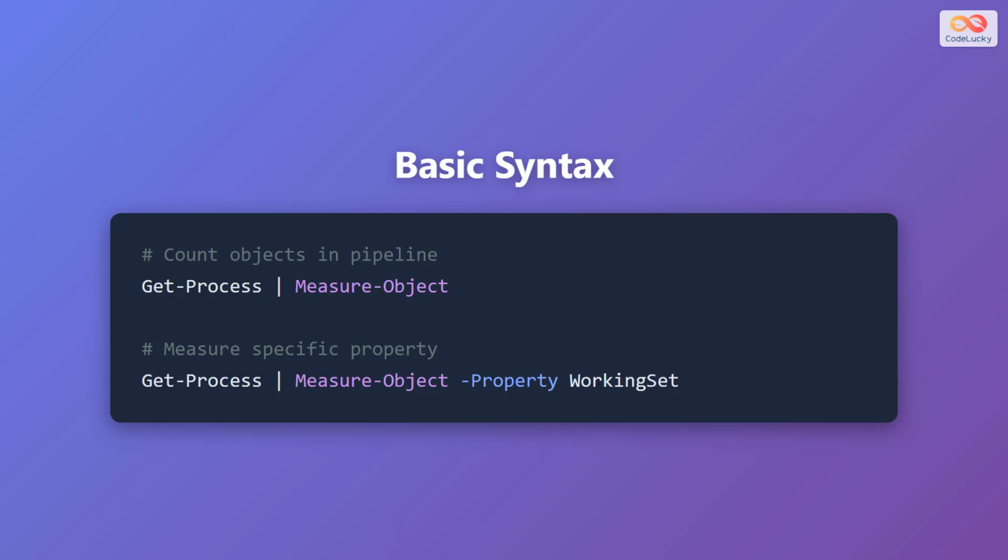Let's look at the basic syntax. The simplest way to use Measure-Object is to pipe objects directly to it. For example, Get-Process pipe Measure-Object will count all running processes. To measure a specific property, you add the -Property parameter followed by the property name. For instance, Get-Process pipe Measure-Object -Property WorkingSet will analyze the working set memory of all processes.